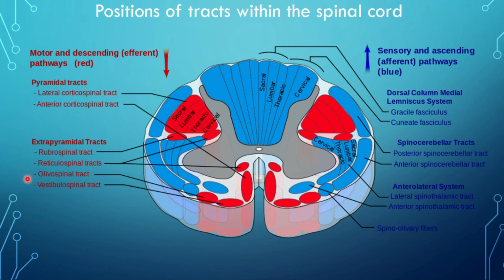We're only actually going to talk about the voluntary pathways today. The other pathways we don't tend to go into a lot of detail about. It's important to know they exist and have an idea of what they do. But for the remit of this lecture, we're just going to talk about the voluntary motor and voluntary sensory pathways.